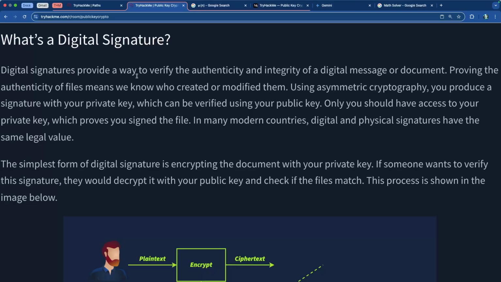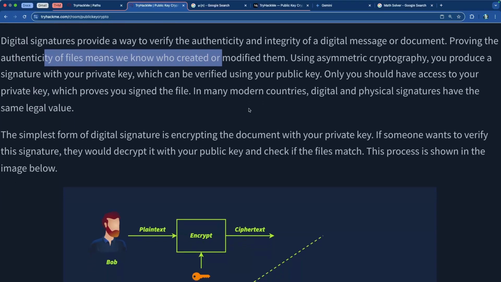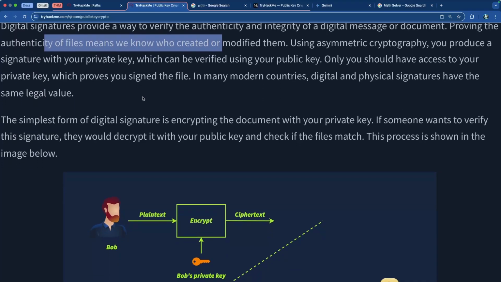So digital signatures provide a way for you to authenticate yourself, and the integrity of the digital message or document. Proving the authenticity of the files means that we know who created and modified them. Using asymmetric cryptography, you produce a signature with your private key, which can be verified using your public key. Only you should have access to your private key, which proves you signed the file.